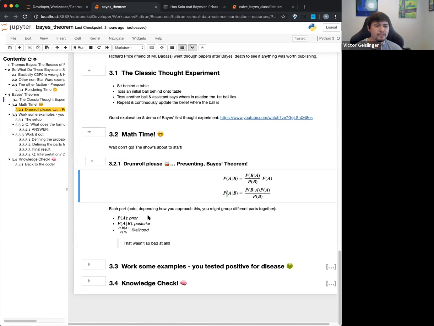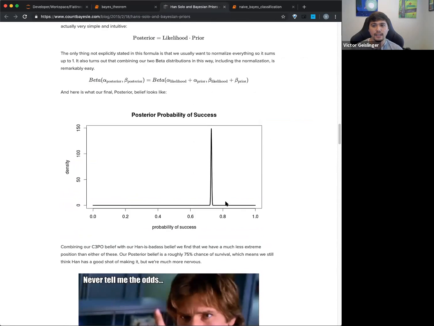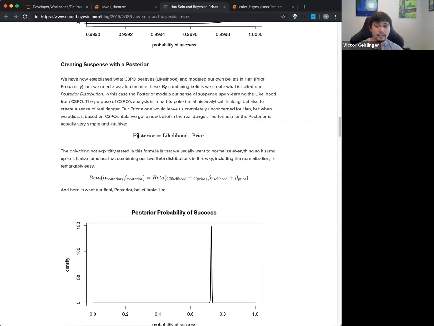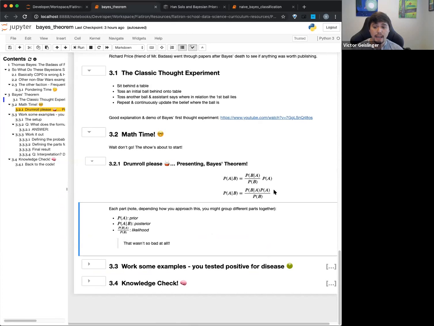So given these different parts, if you look back at Han Solo, you'll see he uses this part. I like the way he phrased this: the posterior is equal to the likelihood times the prior, and our prior is our prior knowledge. So you can see here our P(A), and I separated this out just to make it more obvious. This P(A) is our prior knowledge, okay?